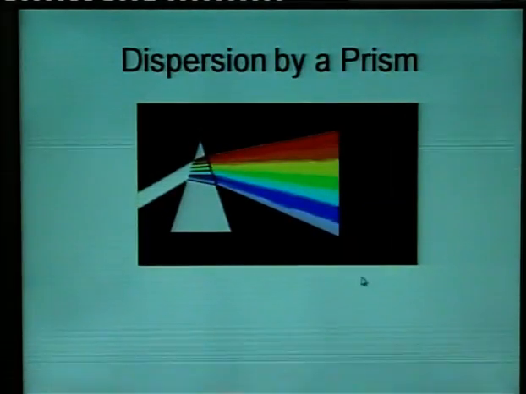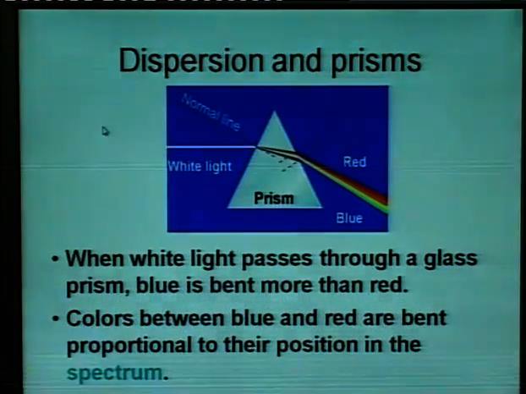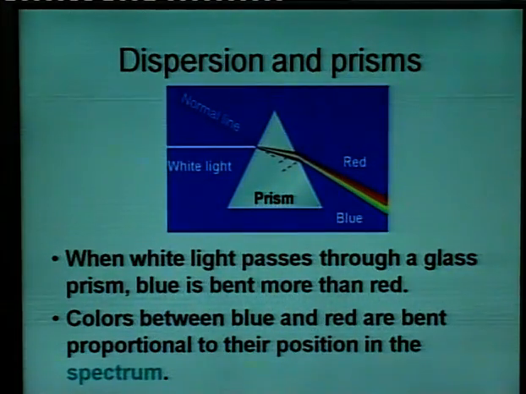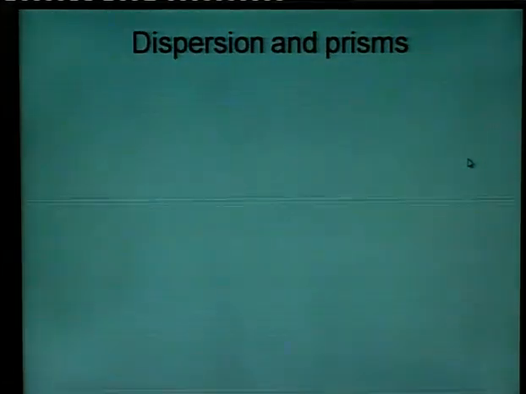So this dispersion by a prism is shown here. Dispersion is the separation of white light into its various spectral components. The colors are refracted at different angles due to the different indices of refraction. When white light passes through a glass prism, blue is bent more and red is bent least. The most refraction is of the blue color, and the least is of red.